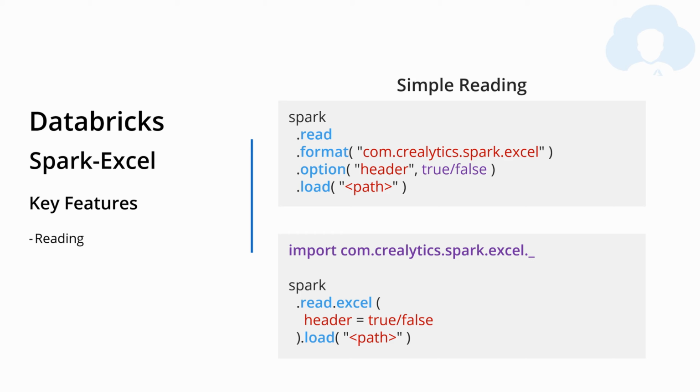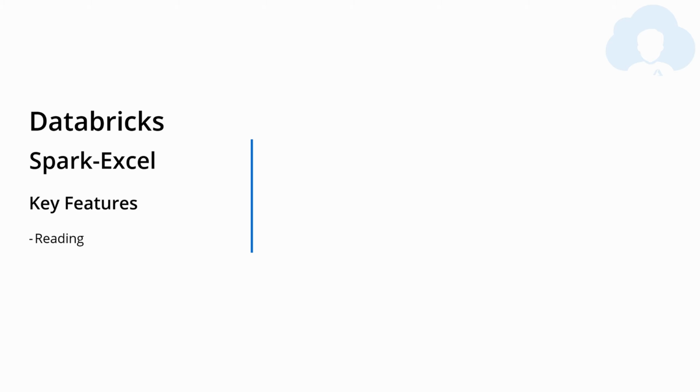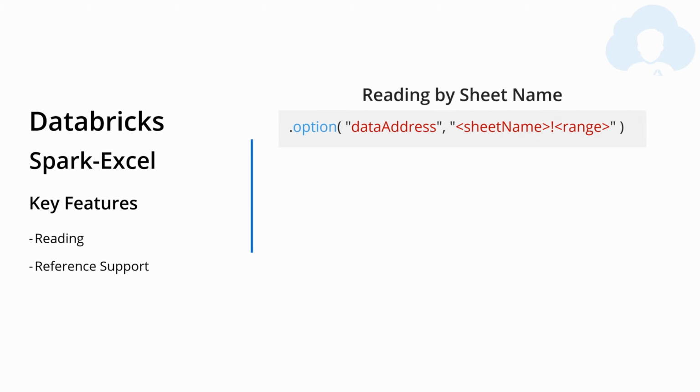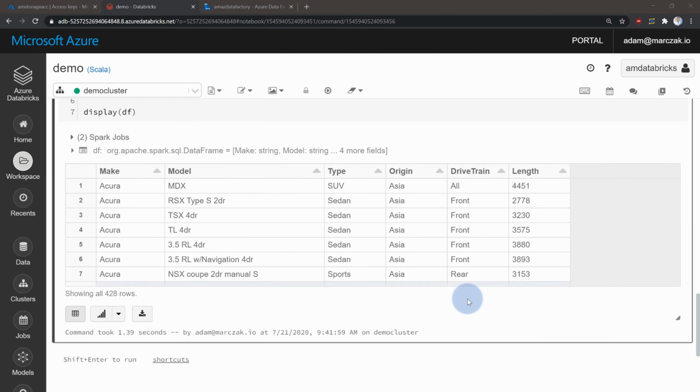When reading, you might as well want to control how you read and which tabs you read. To do that, you can use references, like a reference to read a specific sheet with a specific range. To use references, you need to use option. Option allows you to specify a parameter called data address and specify the sheet name and range. So let's see that in action.